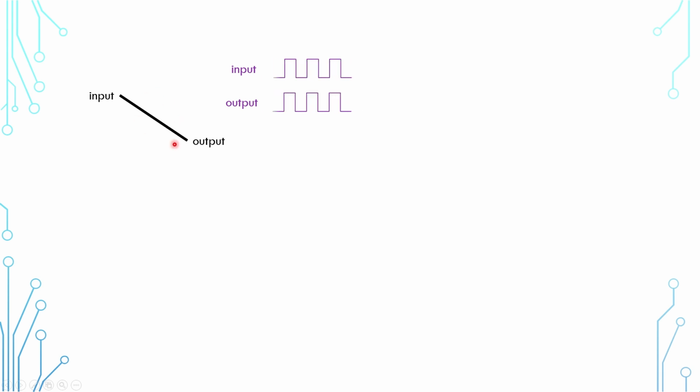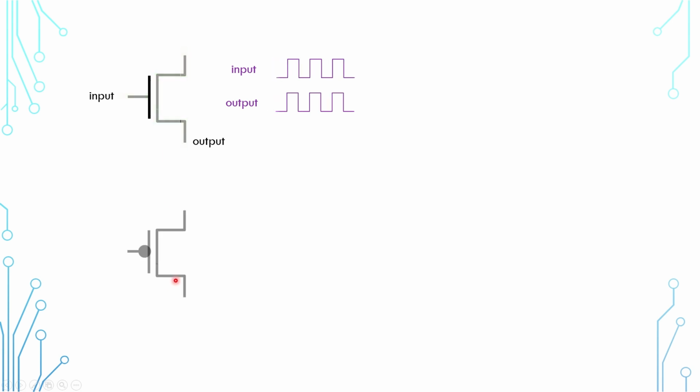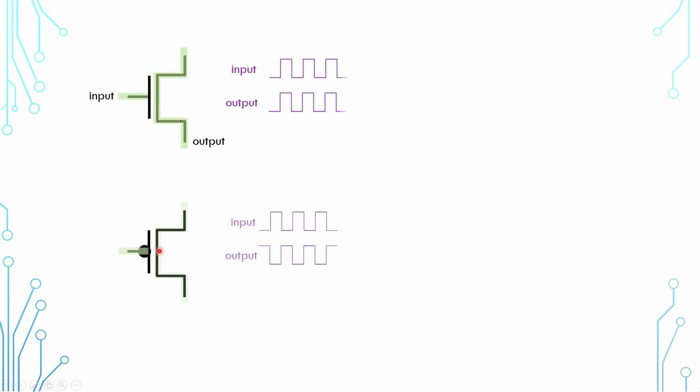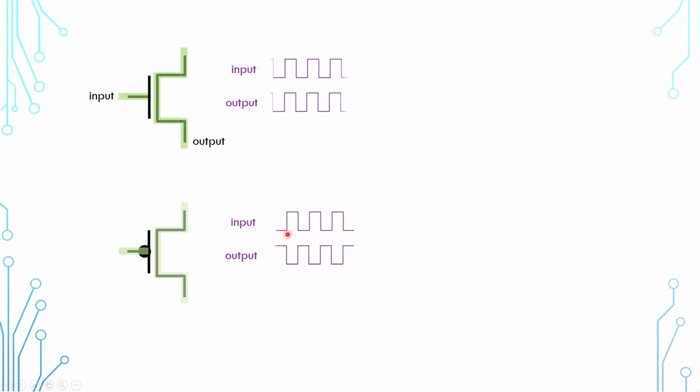But before we go there, you should know that there is another transistor where its polarity is inversed. The symbol looks similar, but there's an extra circle. If the input is high, then the output is low, and if the input is low, then the output is high.